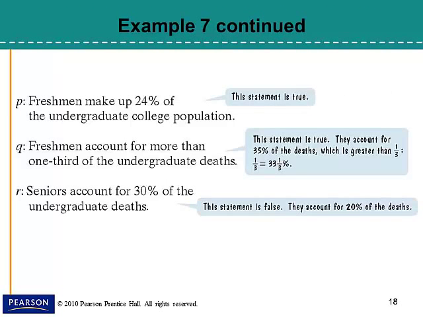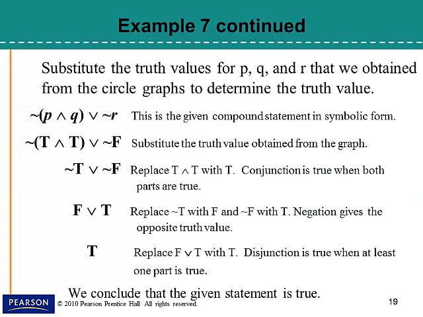And if you go through and look at the original statements, P is true, Q is true, but R is false. When you put this together and substitute their values in and start working it out, you get down to it being true just because of the breakdown. Okay.